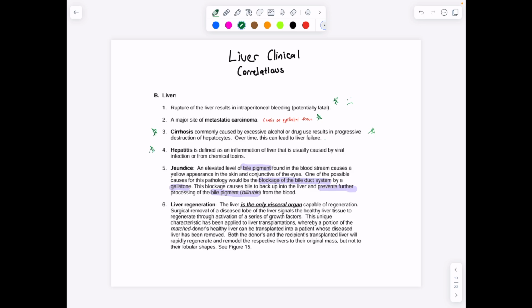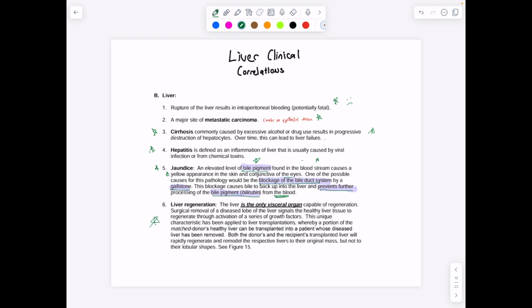Hepatitis is a viral infection, inflammation of the liver. Jaundice, which we should probably be familiar with, is an elevated level of bile pigment found in the bloodstream, and causes a yellow appearance of the skin and conjunctiva of the eyes. One of the possible causes for the pathology is the blockage of the bile duct system by a gallstone. This blockage causes bile to back up in the liver and prevents further processing of the bile pigment, aka bilirubin, from the blood. So if you can't process more bilirubin in the liver due to blockage of the bile duct system, then you're going to have excess bile pigment in the blood, and this is going to cause your skin and eyes to appear yellow.